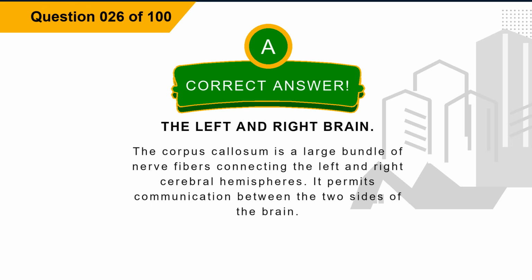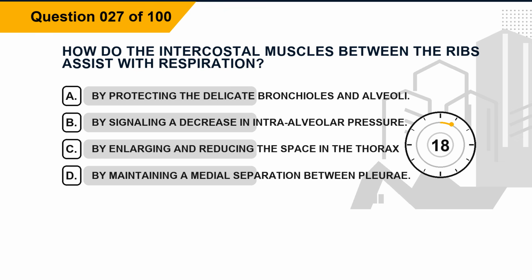Explanation. The corpus callosum is a large bundle of nerve fibers connecting the left and right cerebral hemispheres. It permits communication between the two sides of the brain. Question 27. How do the intercostal muscles between the ribs assist with respiration?